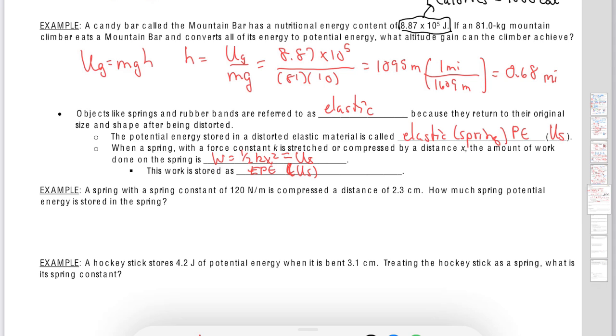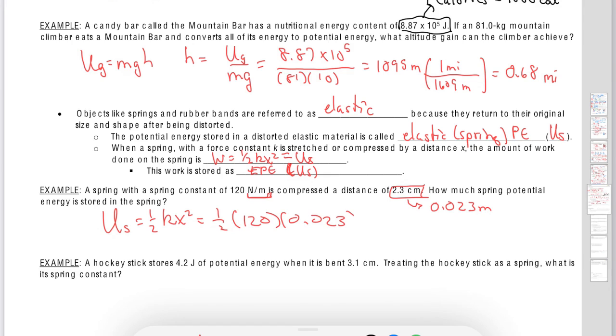Here are a couple of examples. A spring with a spring constant of 120 newtons per meter is compressed a distance of 2.3 centimeters. How much spring potential energy is stored in this spring? This is a straightforward equation, but here's where they try to mess you up a little: they give you the compression distance in centimeters, and you need to make sure it is converted to meters. The other reason is that your k value is given in meters as well. So you would do 1/2 times 120 times 0.023 squared.